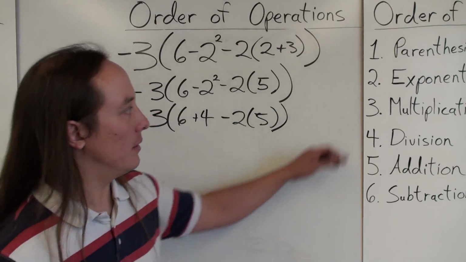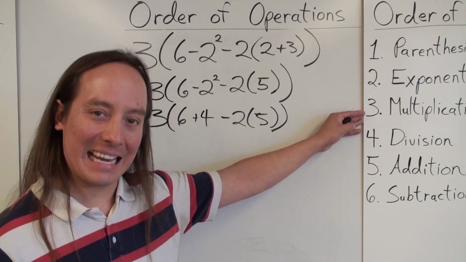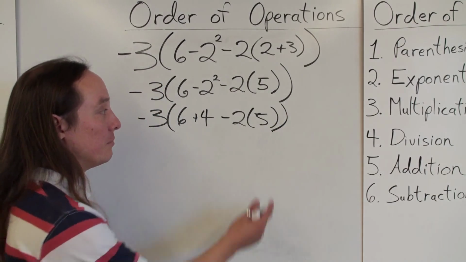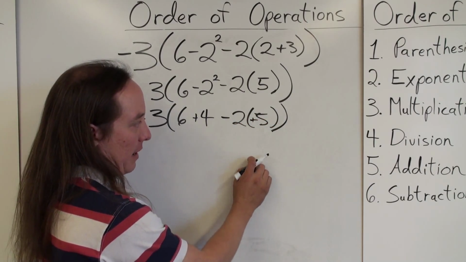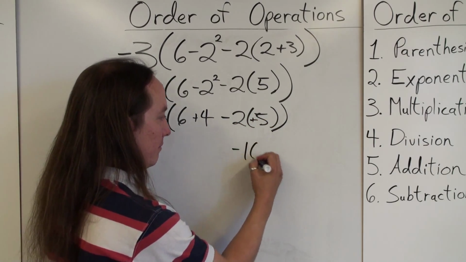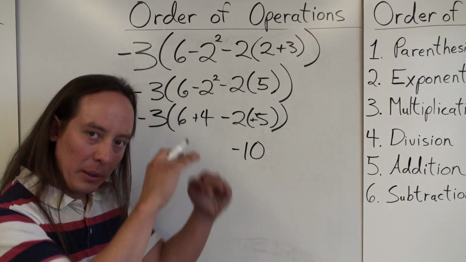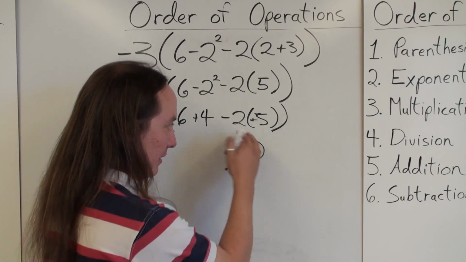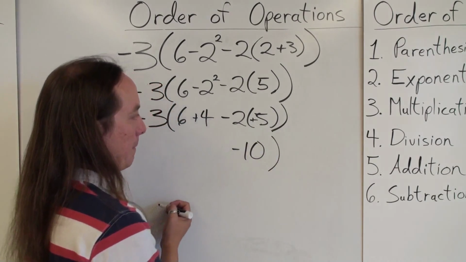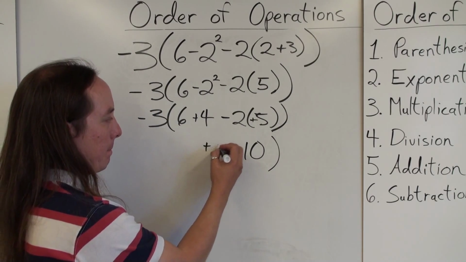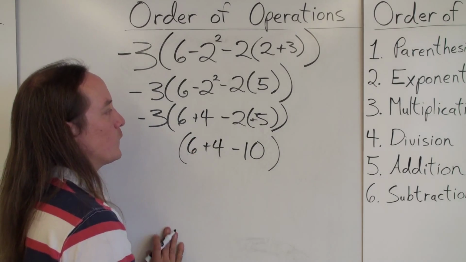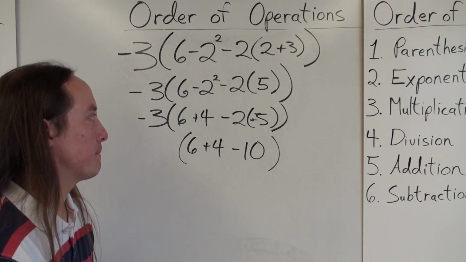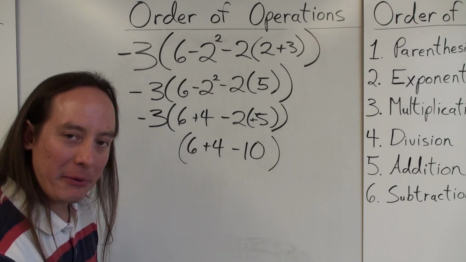All right, so we did the exponent. Do I have multiplication inside the parentheses? I do. I have negative 2 times positive 5, and that's going to be negative 10. And now I can take away those little parentheses that were around the 5, because I did the operation. All right. I'm still not done with the parentheses.